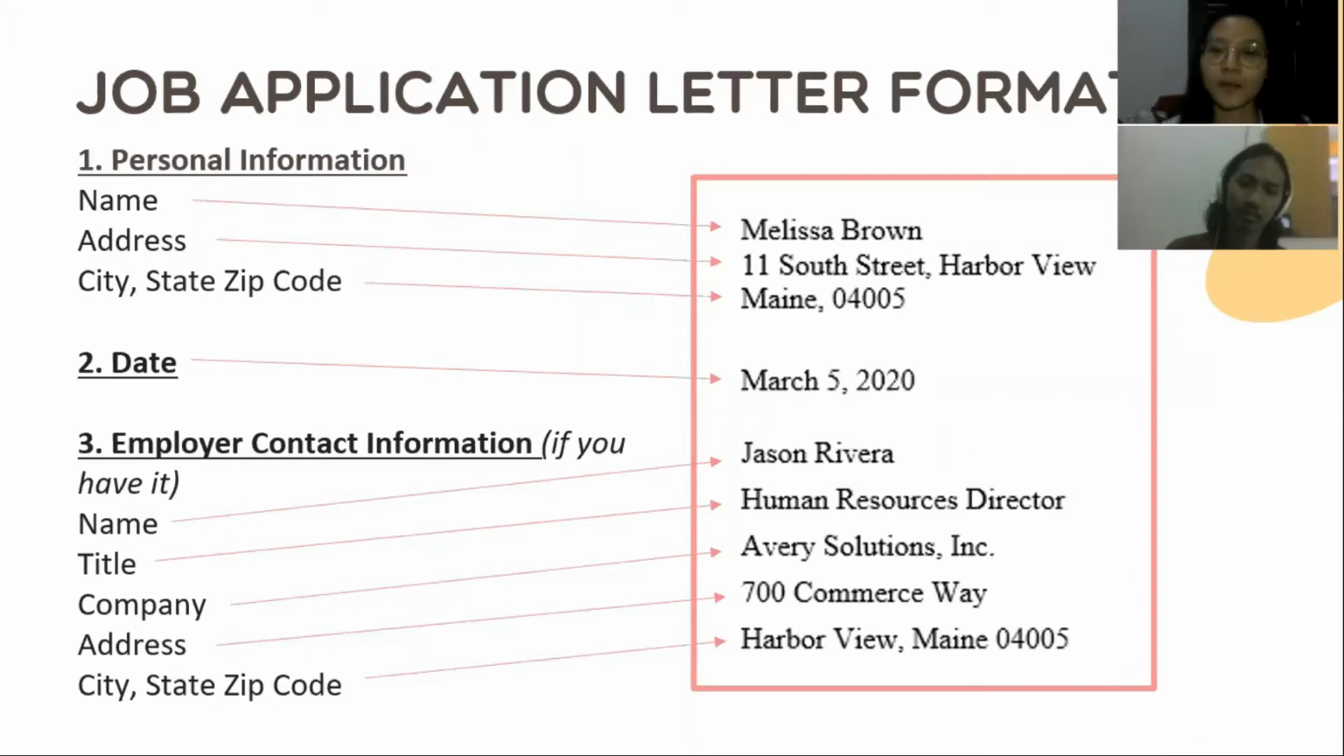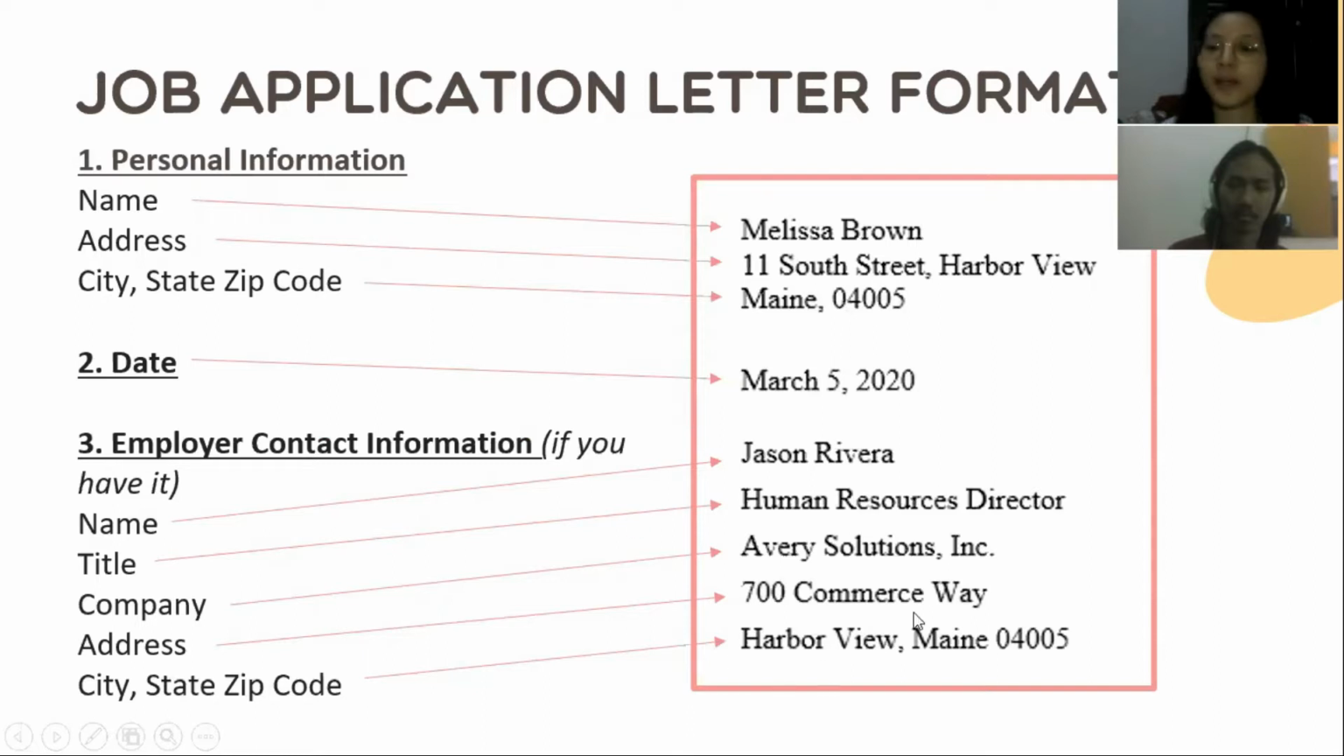Okay, so this is the format or the generic structure. First, you have to list your personal information. So here we have the applicant's name. The applicant means the person who's looking for the job, and then the address, and also this is the street name, and also the city, which is in Maine, and this is the zip code. And then right after that, you have to write the date on which you write your application letter.